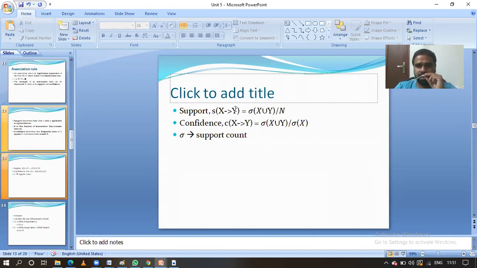Here is the association rule, X to Y. This is an association rule. For that, the strength is calculated with the help of support and confidence. We calculate the support and confidence with the help of these formulas. Here, this symbol represents the support count. We know how to calculate the support count, and we know the n value, so we can calculate support easily. Likewise, we can calculate the confidence also.